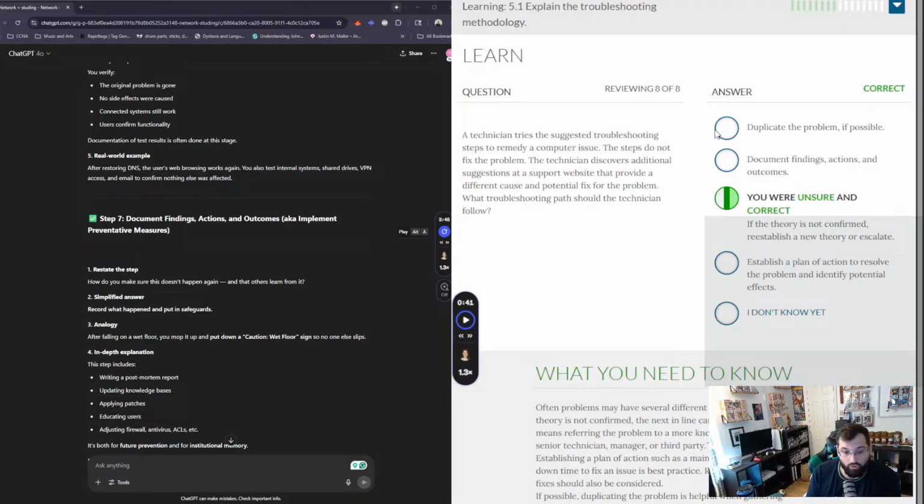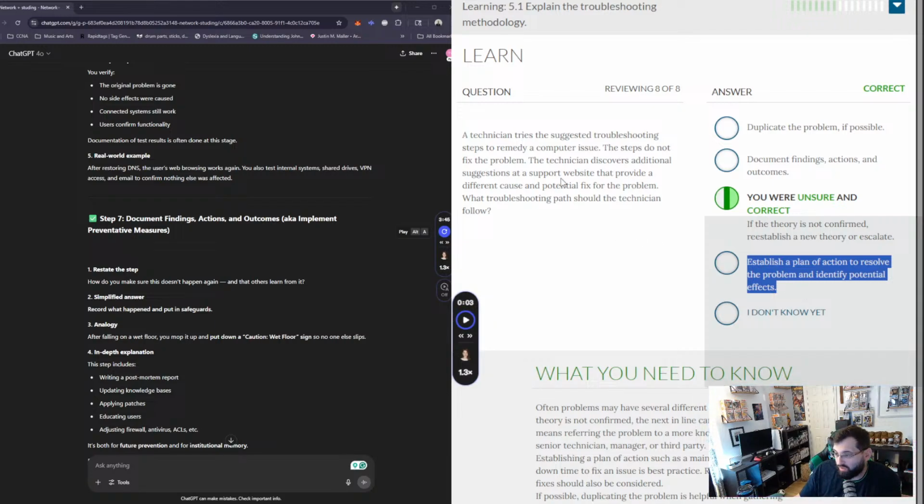Probably the driver for the NIC, maybe the driver for the controller. Something's not updated, or I'll go to the forum. Because very clearly something's messed up. So, if the theory is not confirmed, reestablish a new theory and or escalate. So, we don't want to duplicate the problem. That's not a bad thing, but it's not necessarily what we want to do. Document findings, that's the last thing that we do. Establish a plan of action to resolve the problem and identify potential effects.